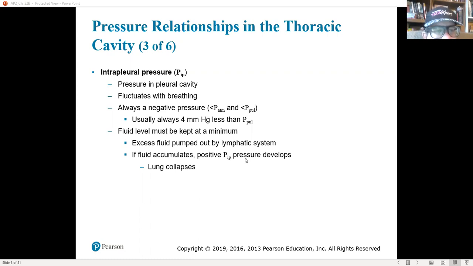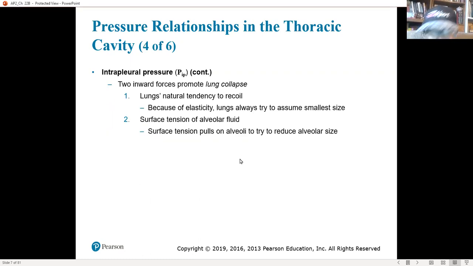Anyway, moving on. So now, two inward forces make it more likely to have lung collapse. The lung has all those elastic fibers on the alveoli that we talked about. And also there's the surface tension of the alveolar fluid. Now remember, the surfactant inside has a lower surface tension than, say, if it was just coated with water.